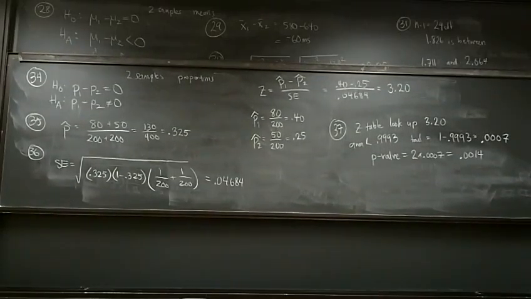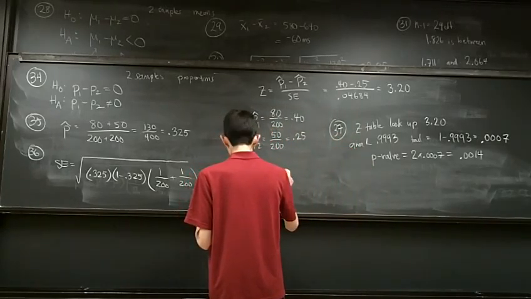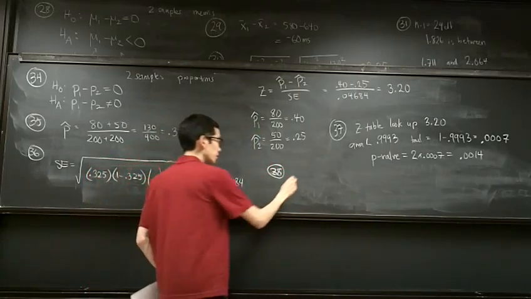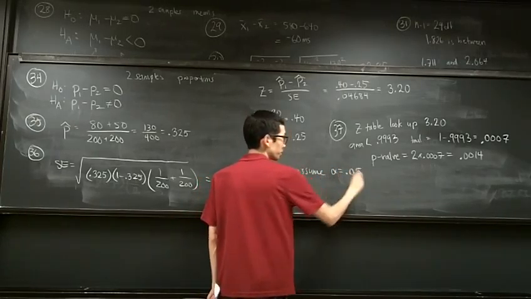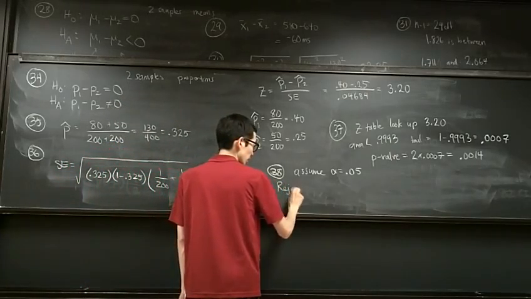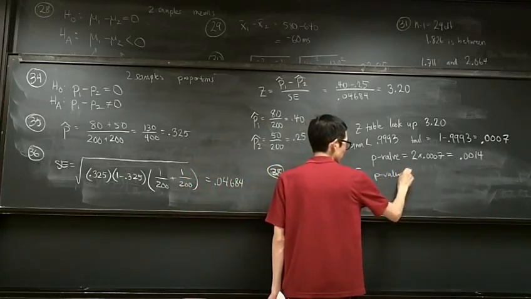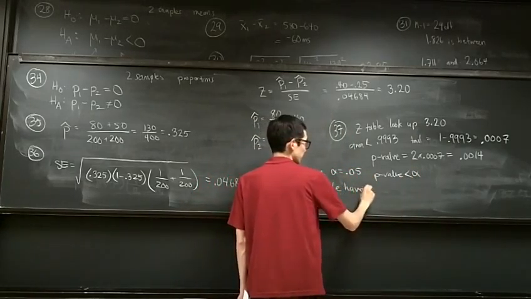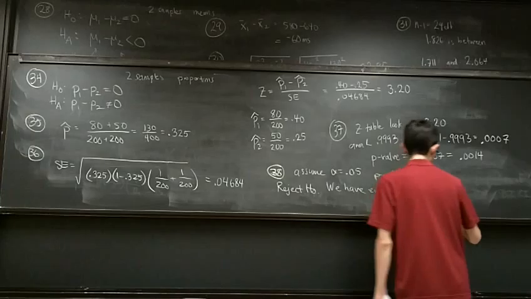What do we do? Do we reject or don't reject? Okay. It doesn't give us an alpha. So if it doesn't give you an alpha, what do we assume? 0.05. We assume 5%, right? Assume alpha is 0.05. Is 0.0014 smaller than that? Yes. So we reject the null hypothesis. So my p-value less than alpha, we reject the null hypothesis, and we have evidence that the proportions are different.